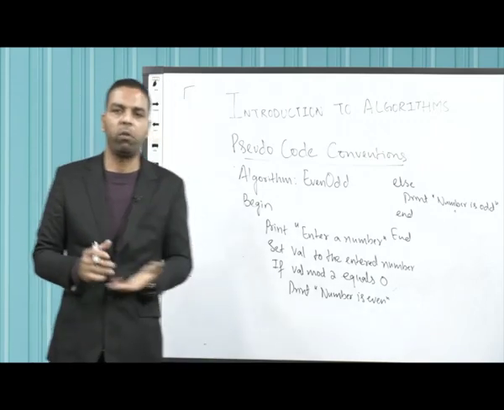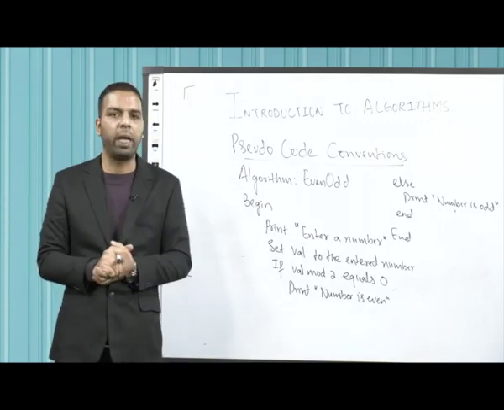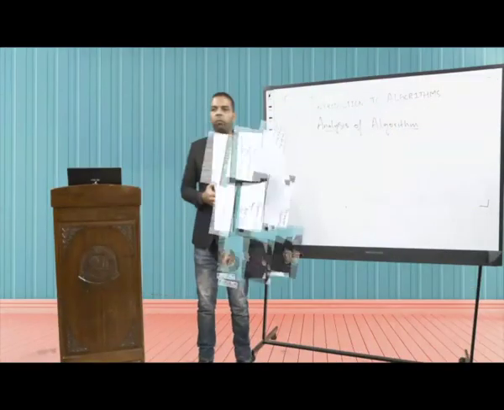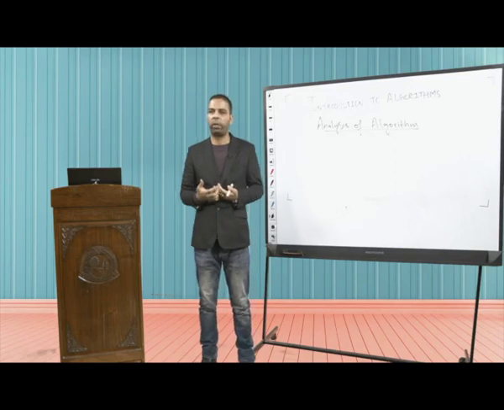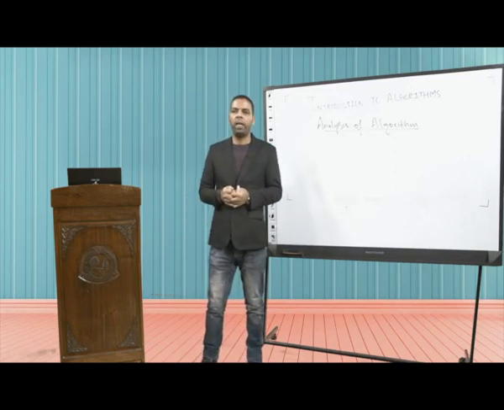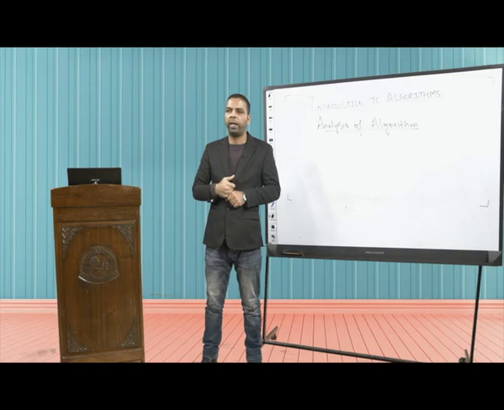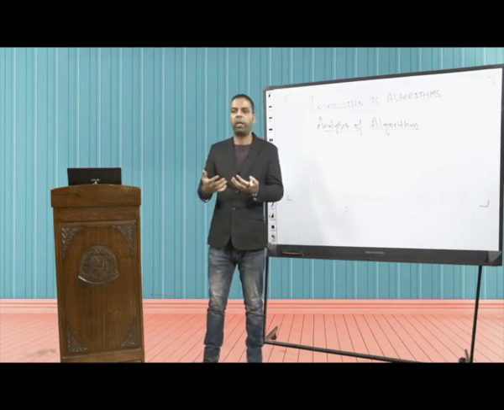So the next thing that we'll be learning is the analysis of an algorithm. First of all, I'll tell you why we need to do analysis of algorithms before telling you what analysis of algorithms actually means. Like I said, the first property of an algorithm is finiteness, which means that an algorithm should stop after a finite number of steps.